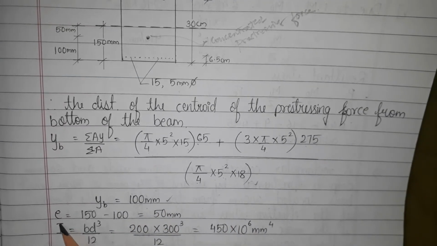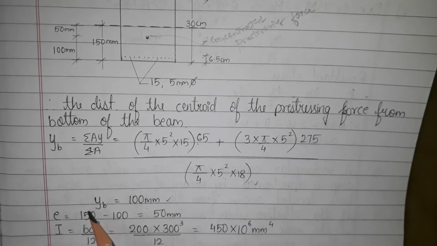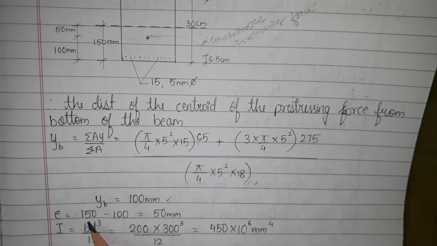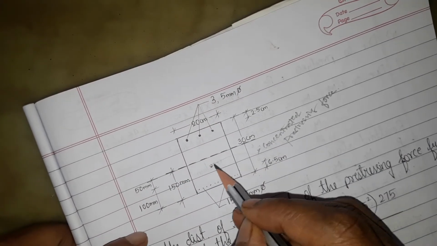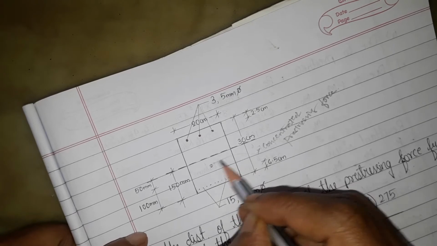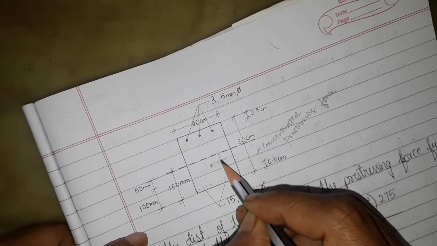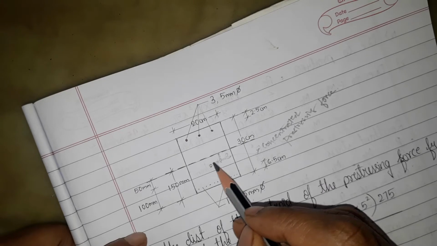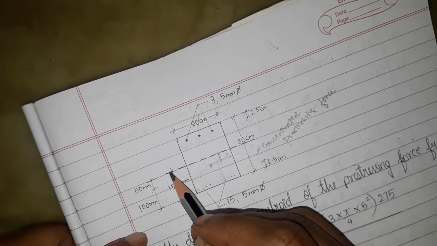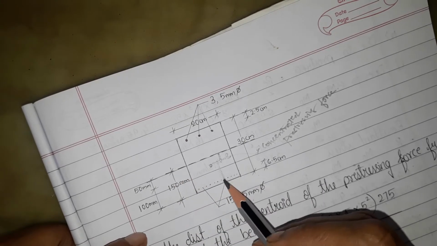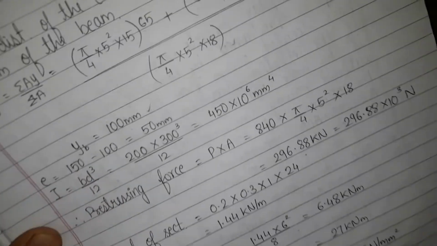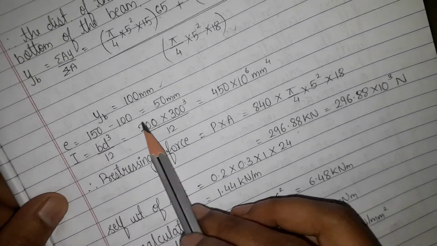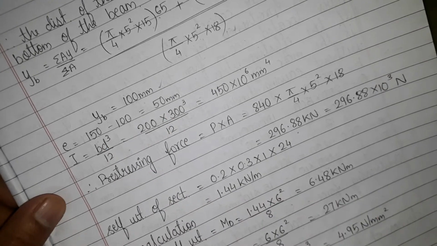Therefore the eccentricity is the centroidal, that is the center, 150 minus 100, so 50. You can see here, from here to here it is 150 and this we got as 100 mm. So this will be our eccentricity, because this distance is 100, this distance is 150, 150 minus 100, so we will get E as 50 mm. Understood? So we got E as 150 minus 100, that is 50.